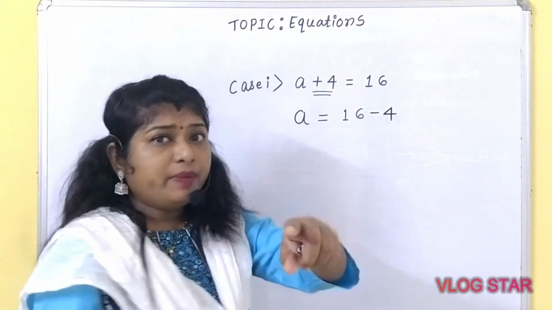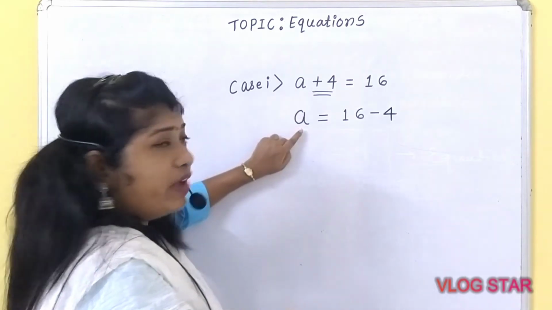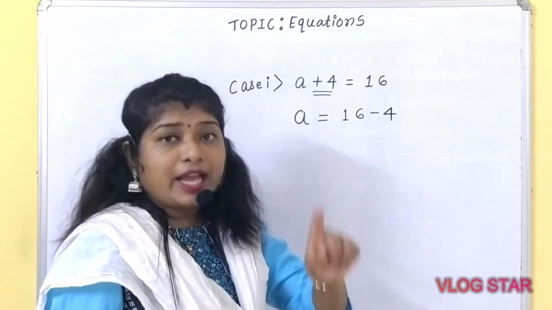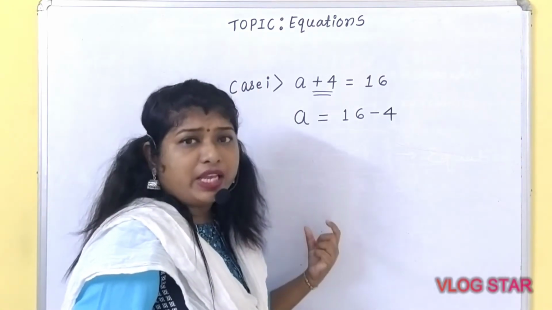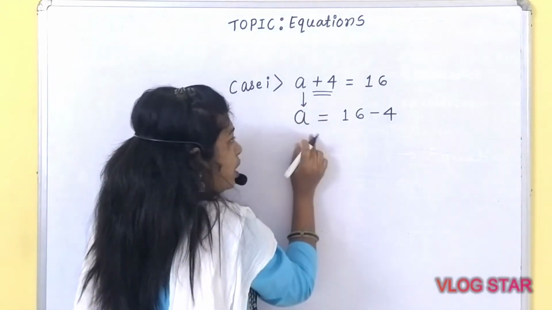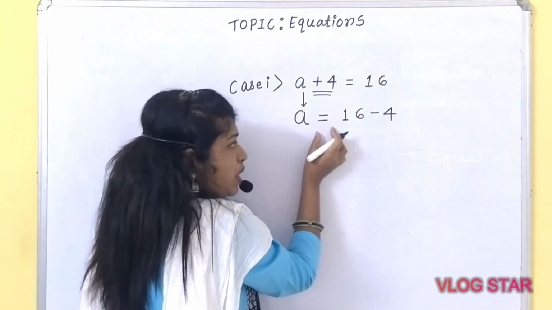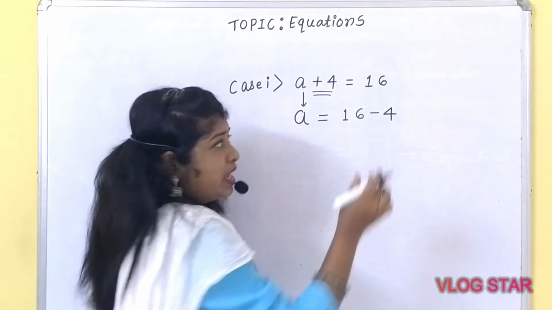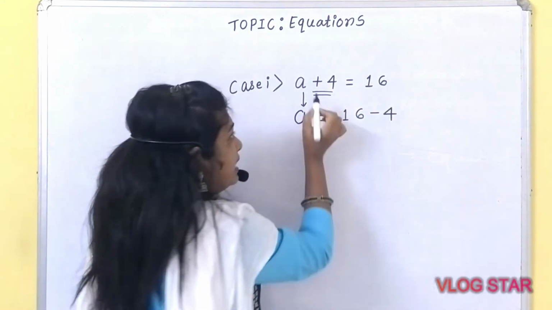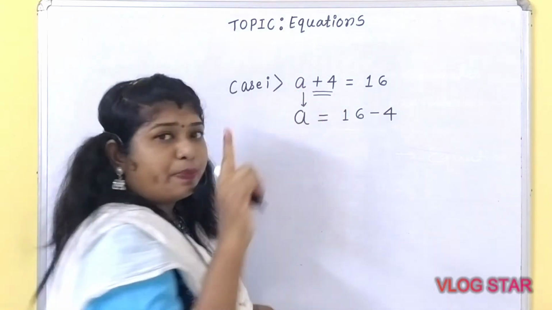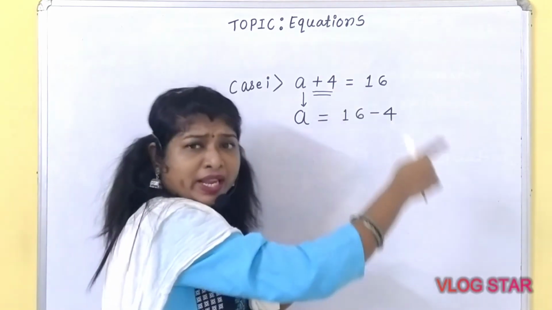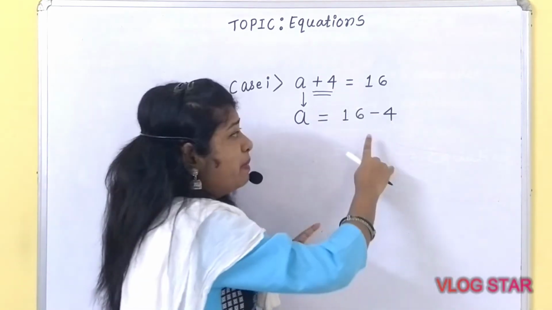What is case number 1? If you need to calculate the variable and along with that variable a positive term is there, simply first write down the unknown variable as it is, then put the equal to sign. Next, write down the right hand side number as it is, and then if it is plus 4, you have to shift that particular number. While shifting, you have to write minus 4.